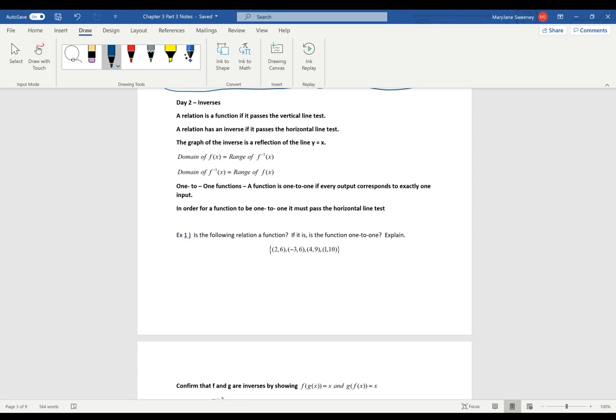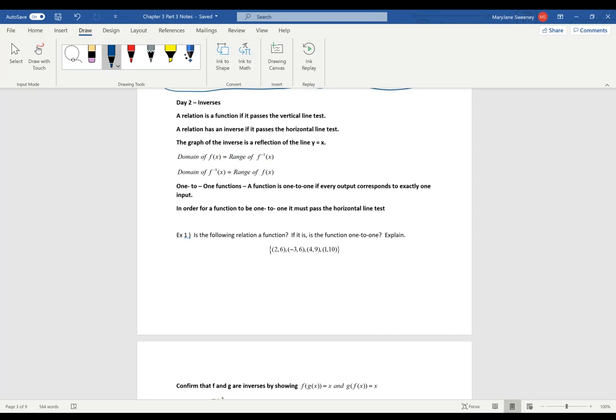Okay, so day 2 is inverses. A relation is a function if it passes the vertical line test. A relation has an inverse if it passes the horizontal line test. The graph of an inverse is a reflection over the line y equals x, which is why when we find an inverse, we swap x and y, because that's what a reflection over the line y equals x does.